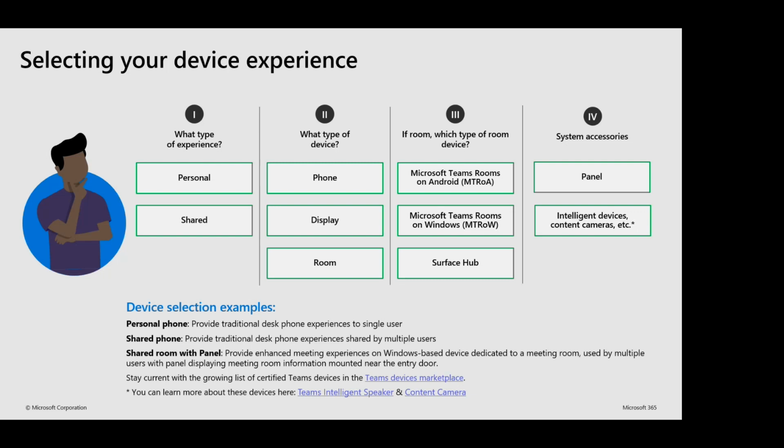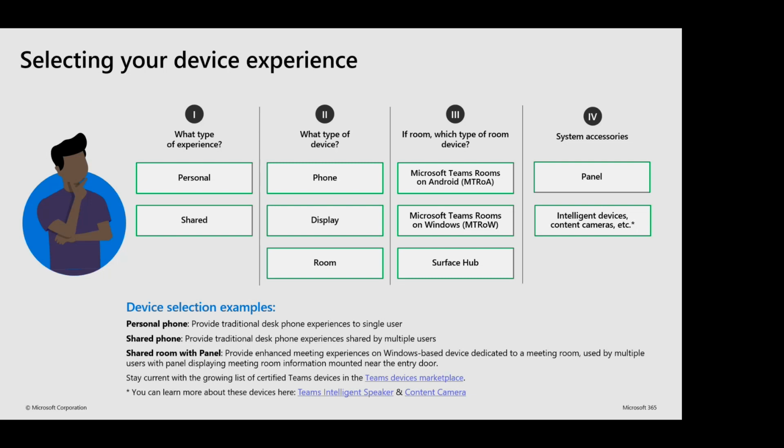So once you figure out one and then two, then you can go to pillar number 3, right? For the most part, the majority of these in pillar 3 are going to be shared devices, with the exception of having Surface Hub as either a shared device or a personal device.